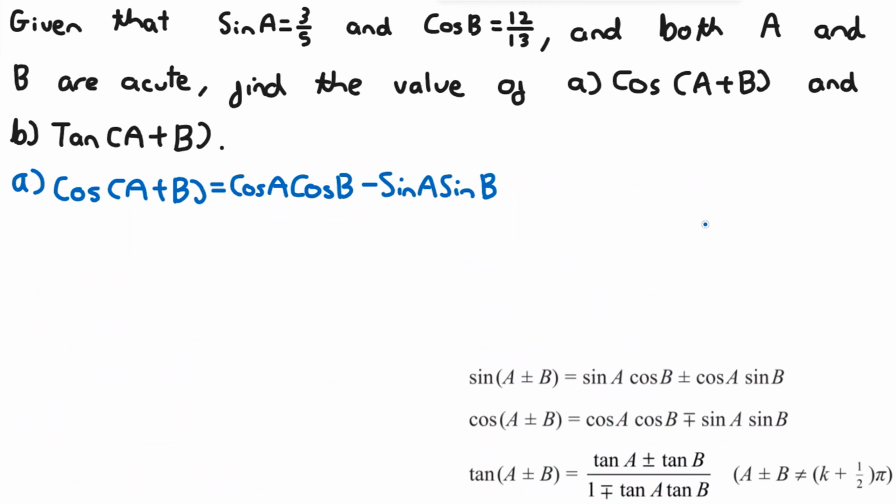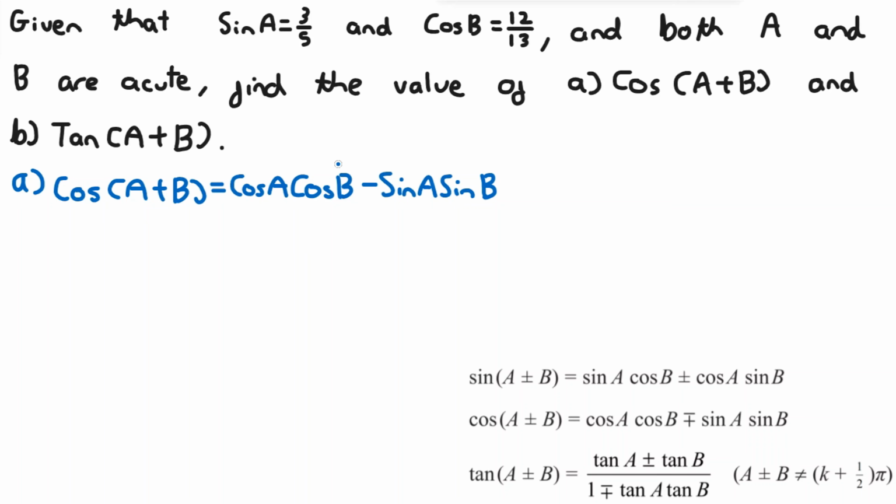Just quickly, as I think it's quite a useful thing to know, and the book does quite a few example questions of this, where we're given the value of sin A and cos B, and we need to find the value of cos of A plus B. So cos of A plus B is given here. We know what cos B is, and we know what sin A is, but we don't know what sin B is or cos A is.